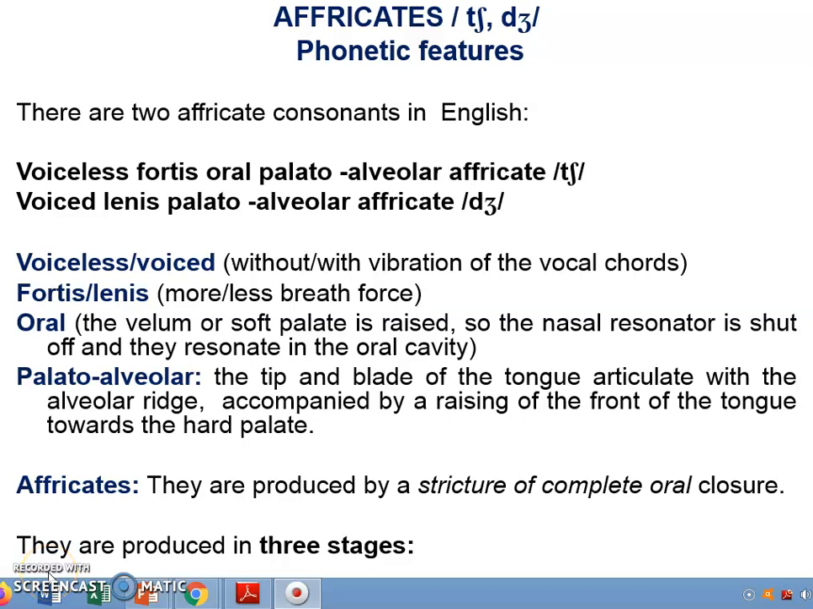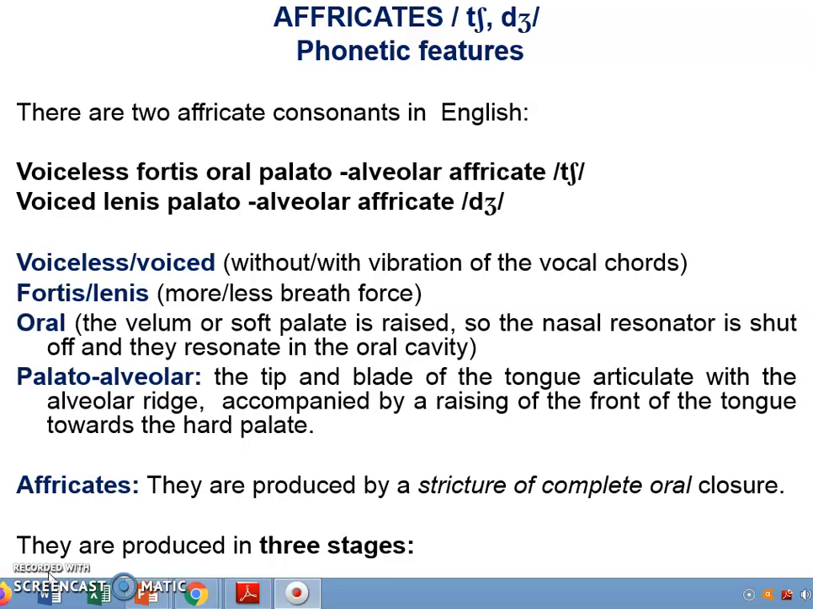Let's study affricates. There are two affricate consonants in English, ch and j. If we provide the phonetic features of ch, we say that it's voiceless, fortis, oral, palato-alveolar, and of course it's an affricate. And j is voiced, lenis, palato-alveolar.